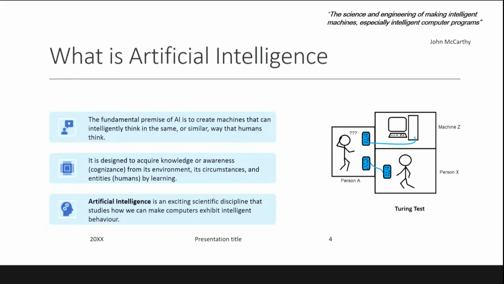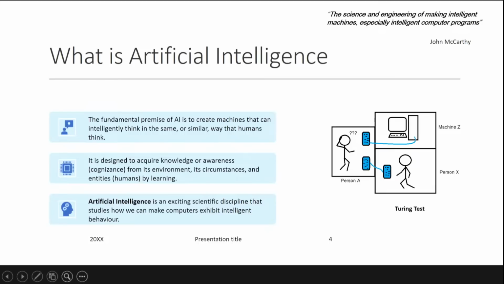It is designed to acquire knowledge or awareness from its environment, its circumstances, and entities just by learning. So AI is concerned with making a machine which can acquire knowledge from its environment, circumstances, and maybe by interacting with humans around it. Artificial intelligence is a scientific discipline that studies how we can make computers exhibit intelligence. Now the question becomes, how do we say that the machine is intelligent? Alan Turing devised a test called the Turing test, which is taken as a benchmark for deciding whether a machine is intelligent or not.